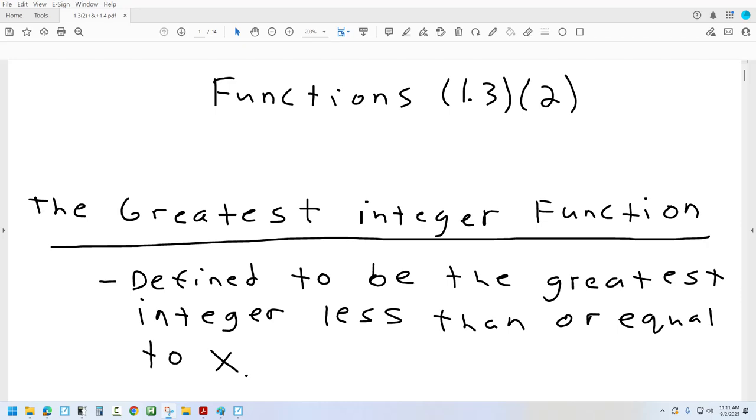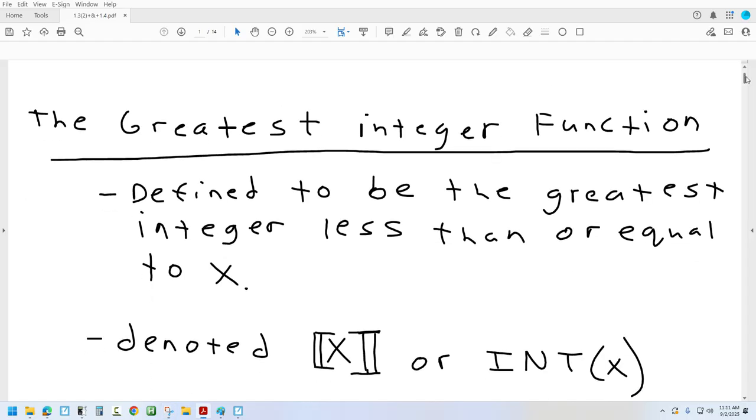Up to section 1.3, and the first thing we're going to look at is what's called the greatest integer function. Well, first of all, as the name says, whenever you plug something into this function, the answer that you get back is an integer. Specifically, it's the biggest integer you can think of that's less than or equal to the number you plugged in. So let's say I said to you 4.2.